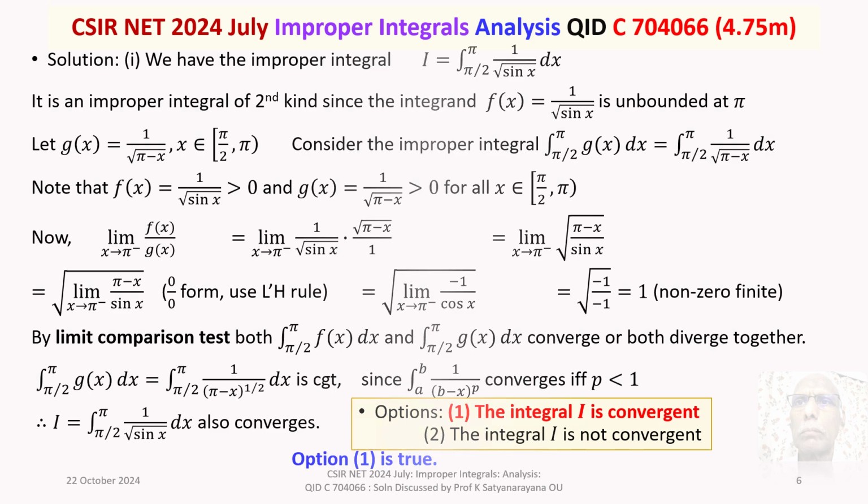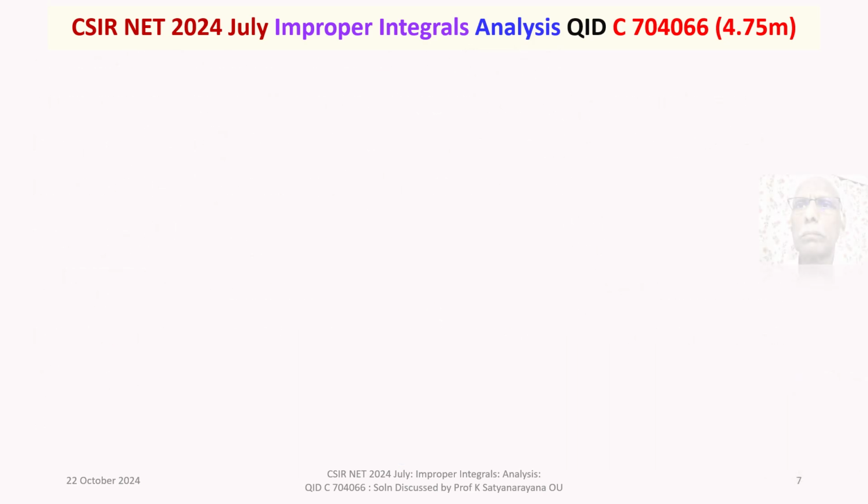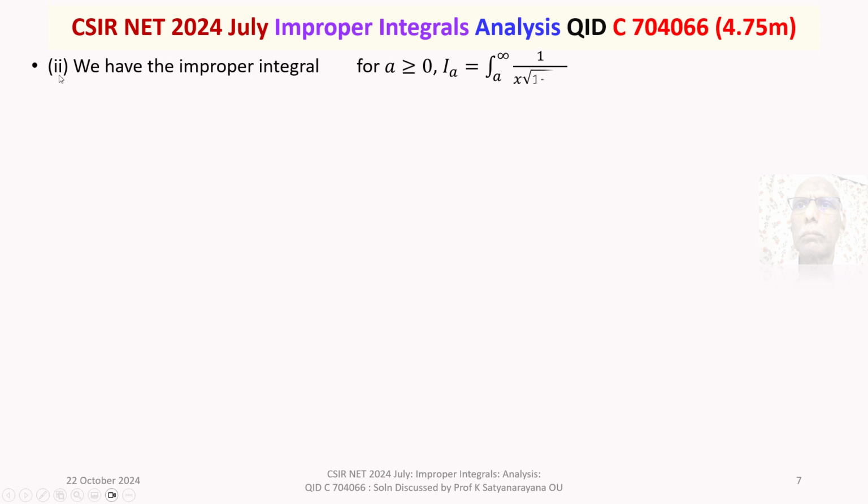We continue the discussion in the next slide. Right. We take the second case, the second improper integral. It is, for a greater than or equal to 0, I suffix a is the integral from a to infinity of 1 by x multiplied by the square root of 1 plus x squared dx. Now, how is this an improper integral?